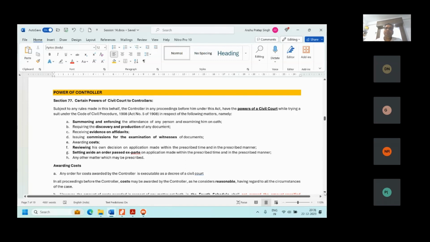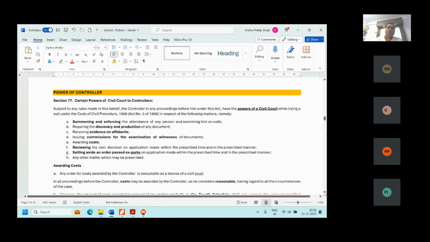Discovery and production: suppose an opponent, there is a problem. You don't have an assignment agreement. The assignment agreement itself is with the third party. The other party has never given you the original of the assignment agreement. You have only the hard copy, a photocopy, whatever was given to you. The original needs to be submitted. So they will ask the other party to produce that document because the original is in their hand. That way, discovery and production of the document can happen.